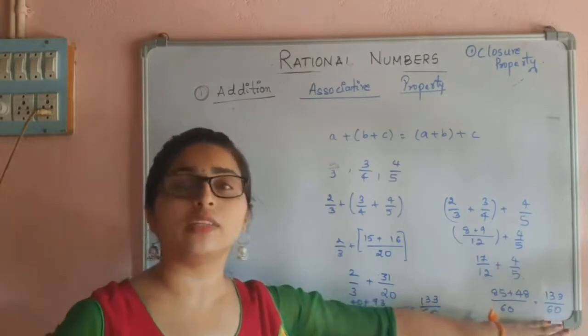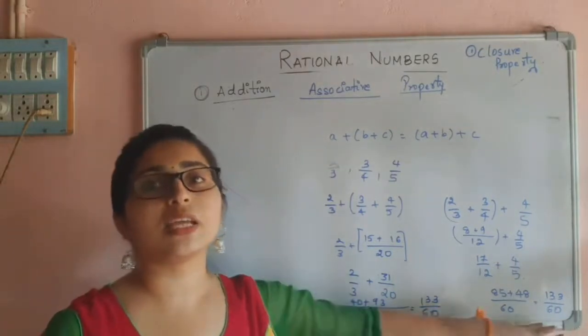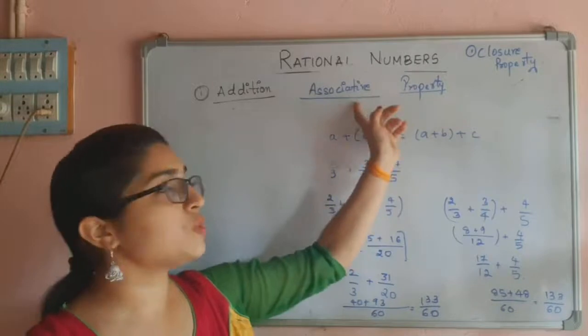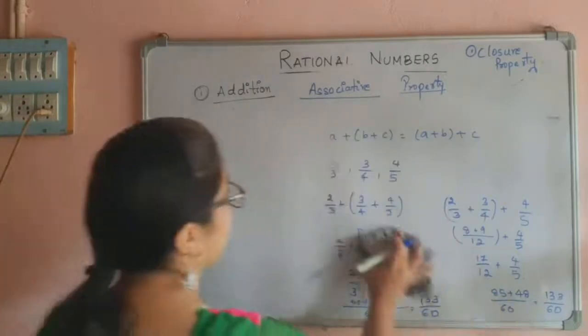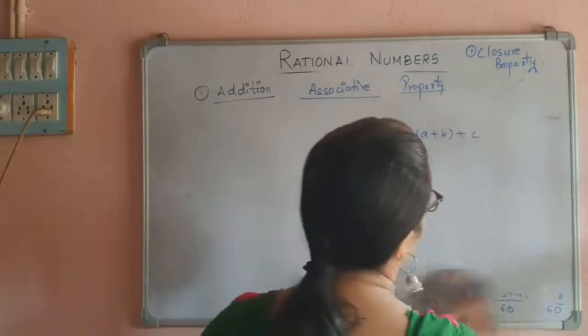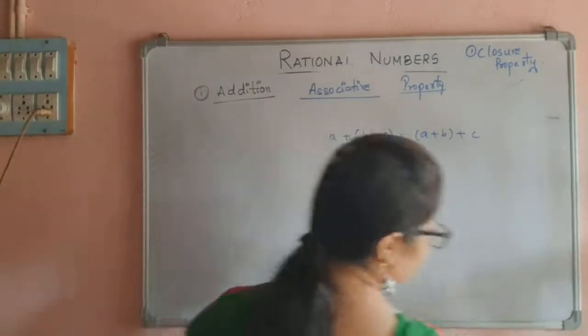So LHS is 133 by 60, RHS is also 133 by 60. So LHS is equal to RHS. So the associative property holds good, right? Similarly, take negative and positive rational numbers.